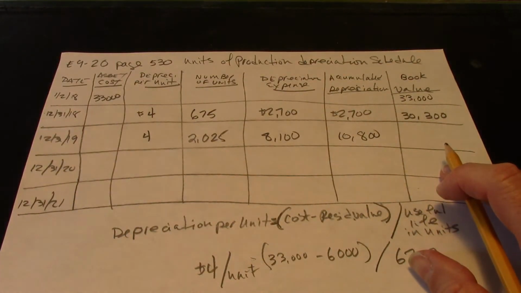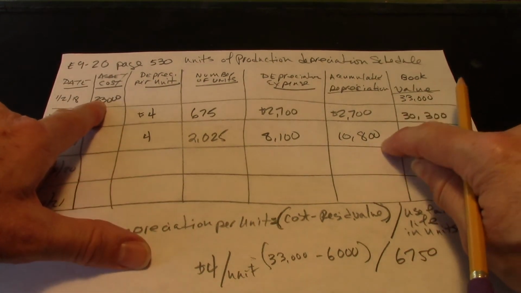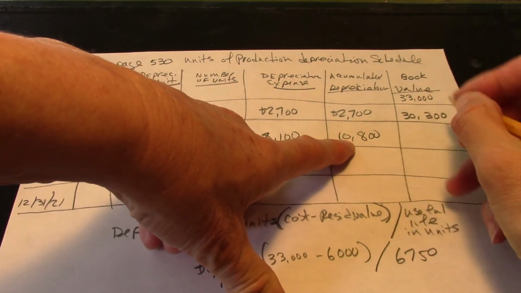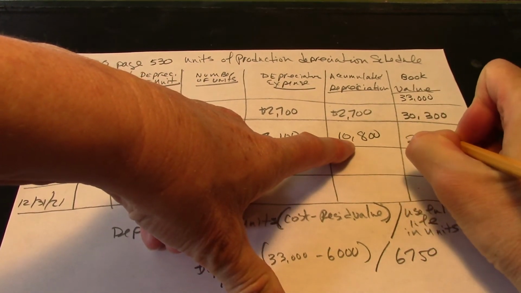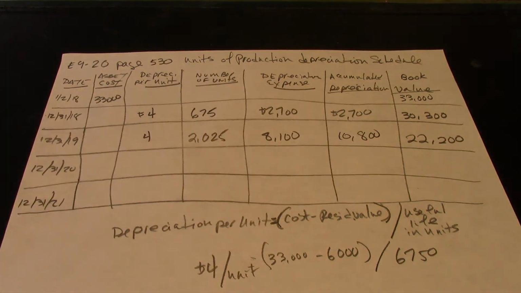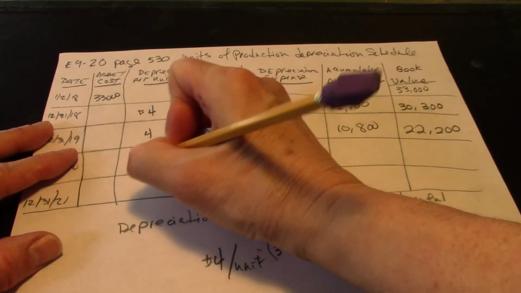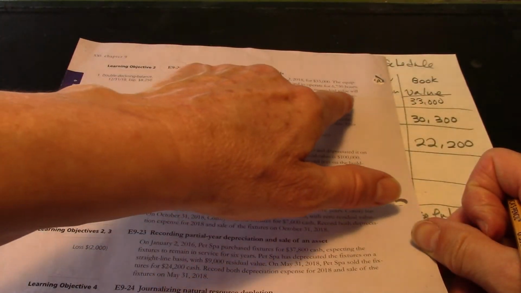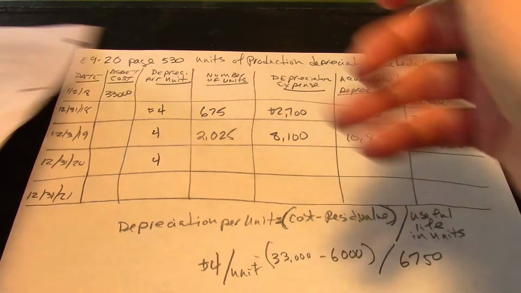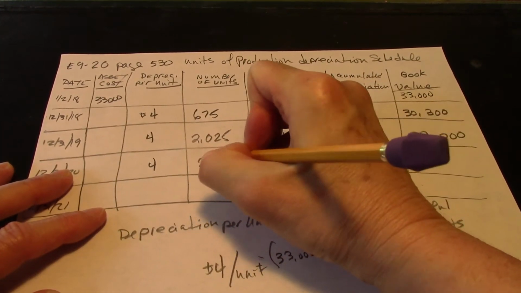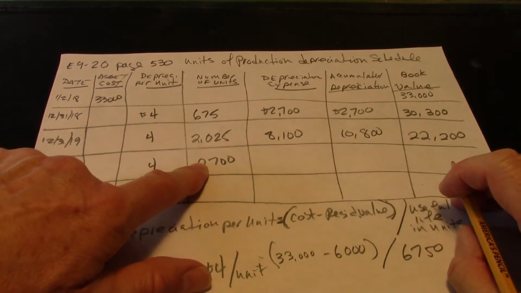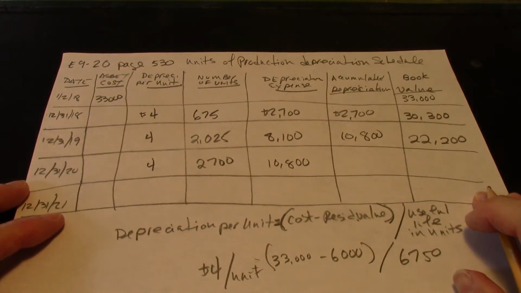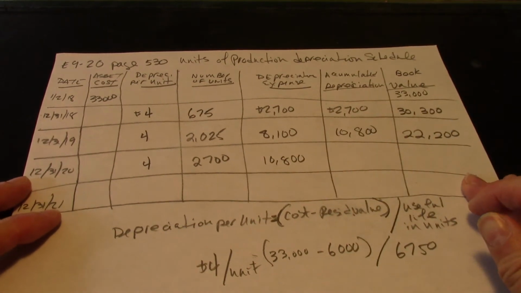Book value is still asset cost minus accumulated depreciation. So 33,000 minus 10,800 is 22,200. And the next year, it's still $4 per unit. The number of units for that next year is 2,700, so this will be even a little higher. 4 times 2,700 is 10,800. And that's just a coincidence that those are the same number.